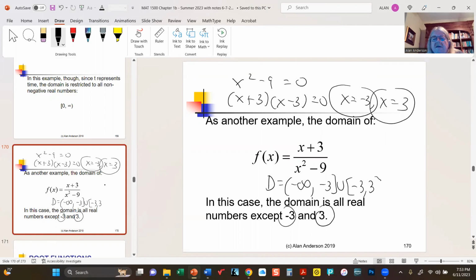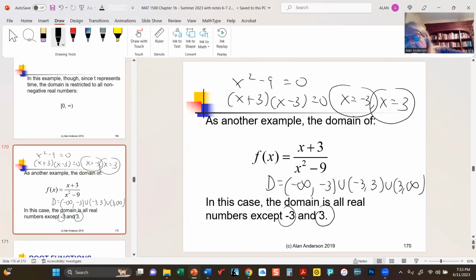can be written in a very interesting way. Oops, sorry, this was supposed to be curved. We're trying to leave out 3 and -3. So it's kind of complicated to write it with intervals in this case, but that's what it looks like. Everything except 3 and -3.